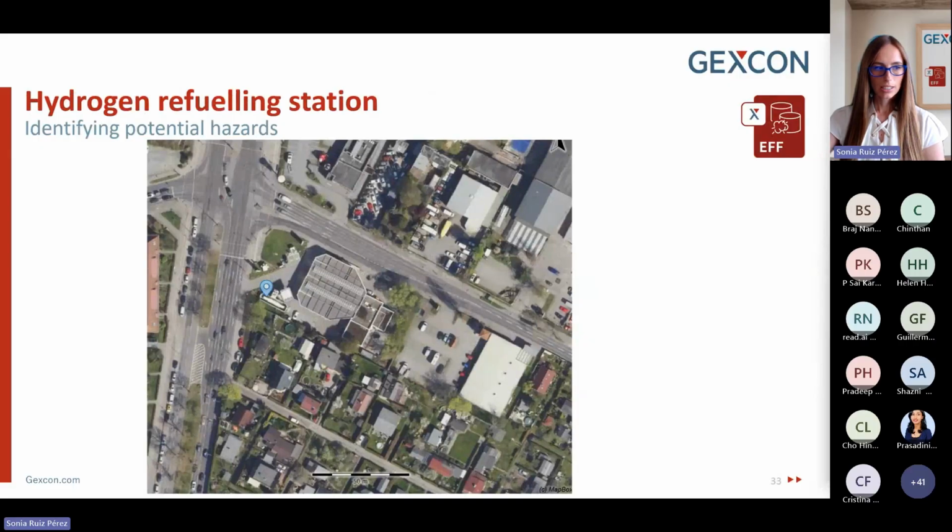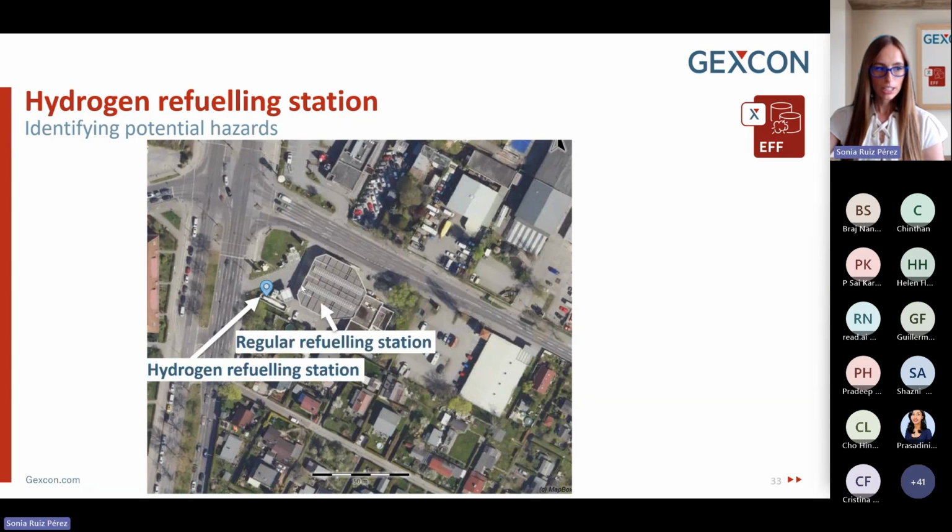So here we're looking at a hydrogen refueling station, as marked with the blue pin over here, and its surrounding environment. This is the hydrogen refueling station. And over here, we have a regular refueling station that can act as a congestion area. This is very typical because as large volumes of hydrogen might be trapped under the ceiling, this acts as a congestion area, which means that the flammable hydrogen cloud has a very strong potential for explosion, potentially detonation.